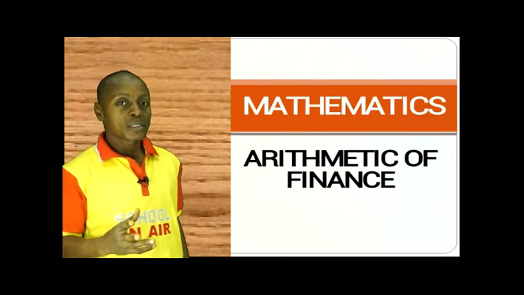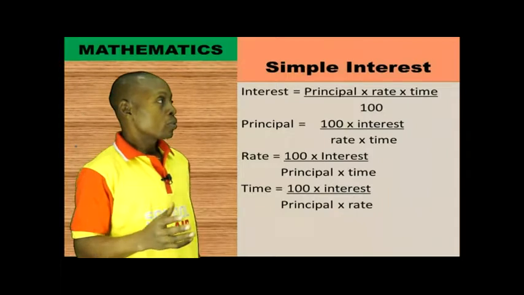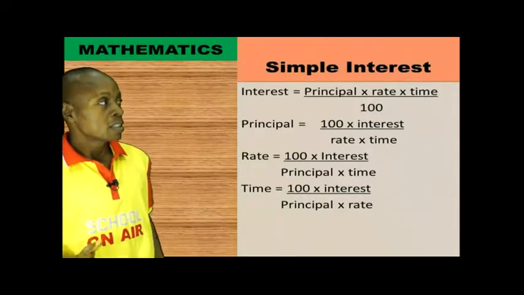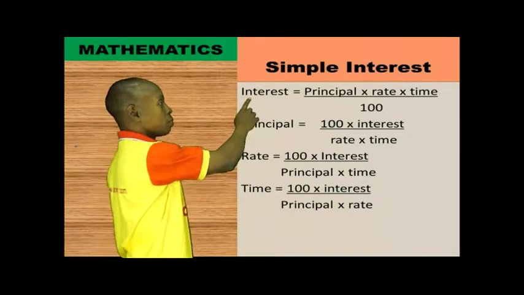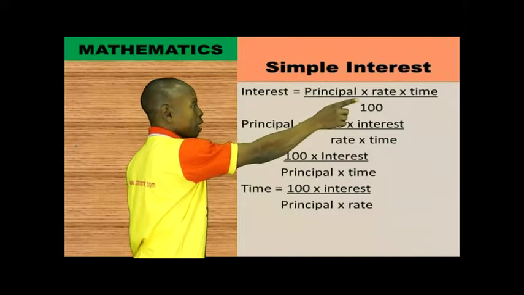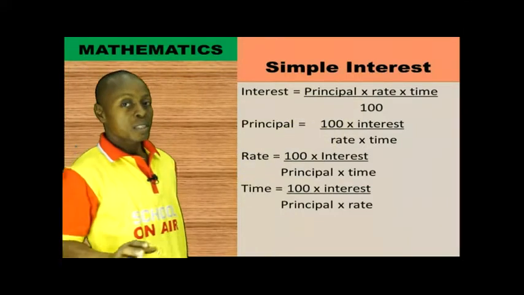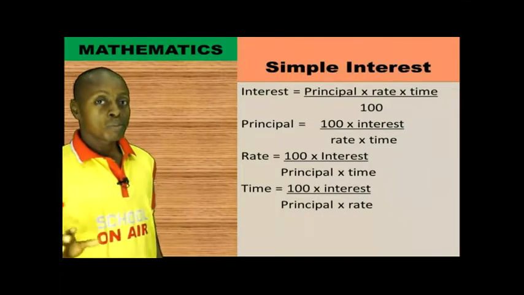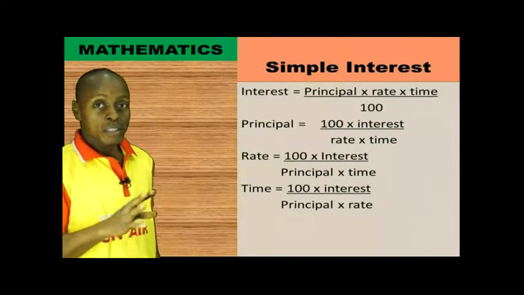simple interest, and I'm sure you're familiar with the formula for simple interest, and that's what you have on the board. We have interest is equal to principal times rate times time over 100. That is the formula, because the formula is very important in this case. The formula is very essential. So that's the interest formula.